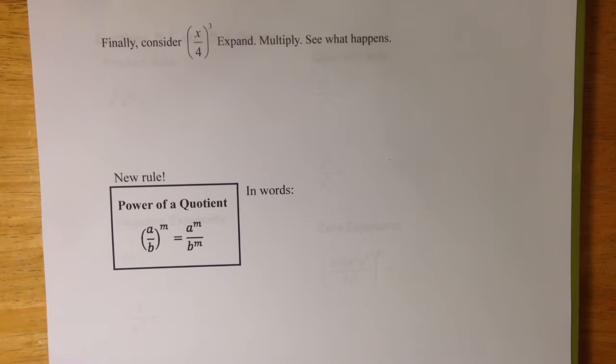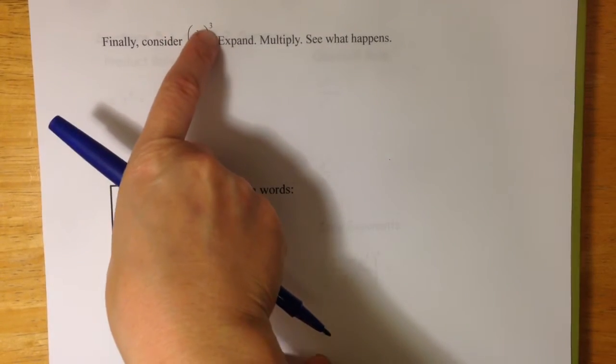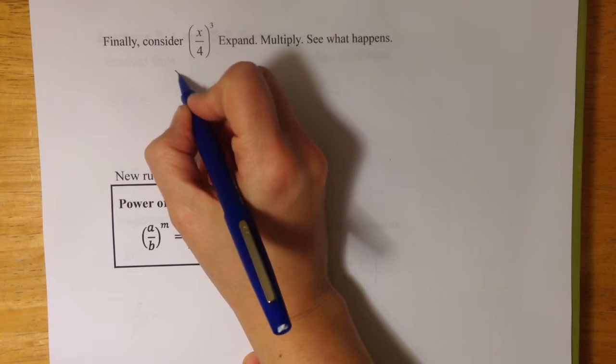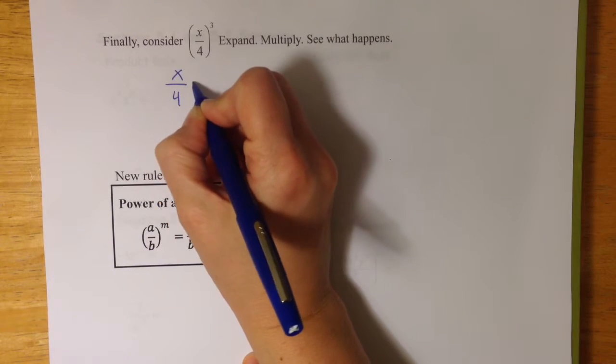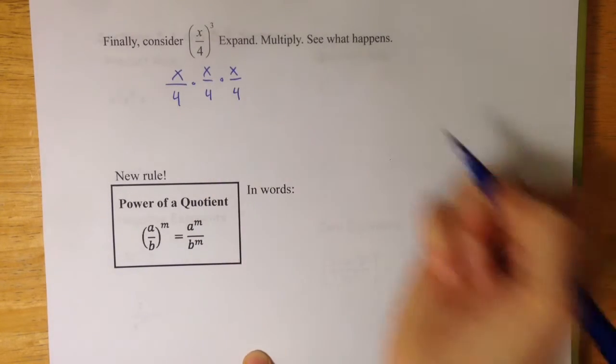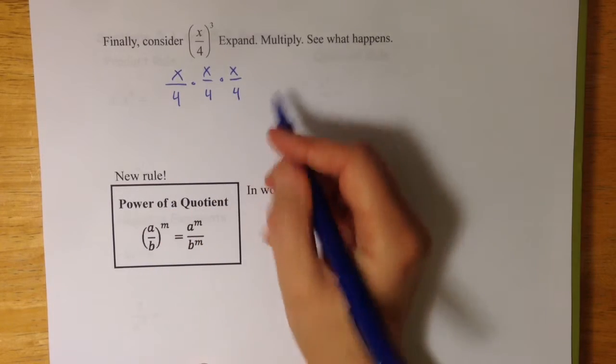Finally, we're going to get to our last rule. Consider x over 4 cubed. That means x over 4 multiplied by itself 3 times. So that's x over 4 times x over 4 times x over 4. Remember that in fraction multiplication, we multiply straight across.